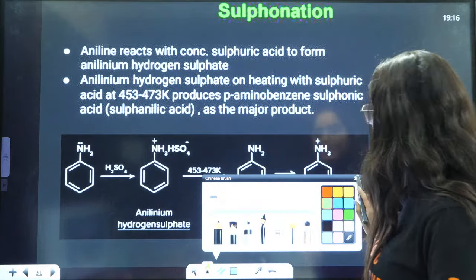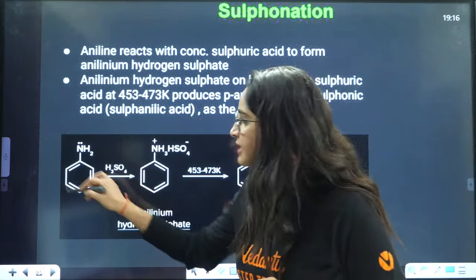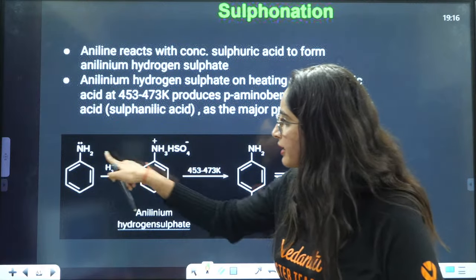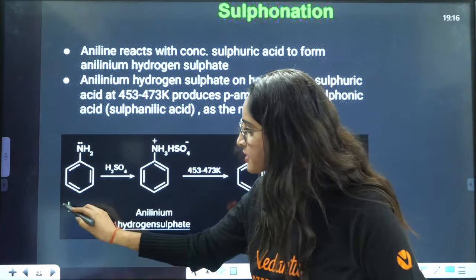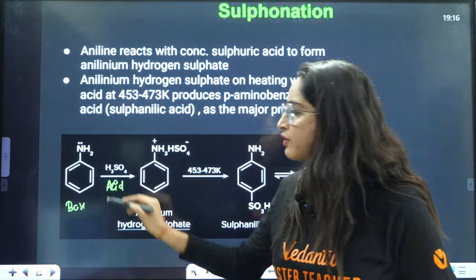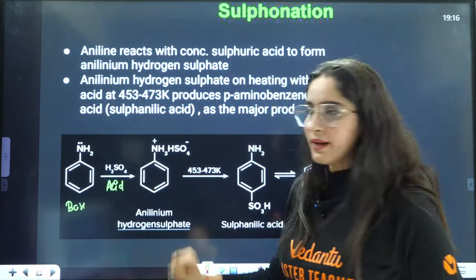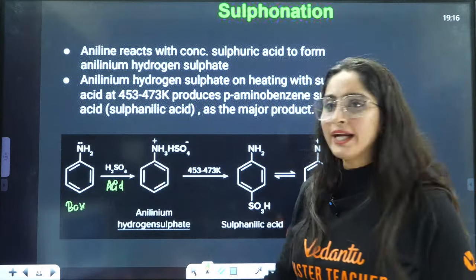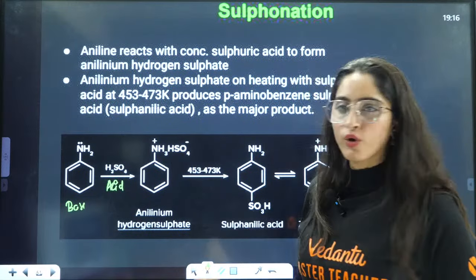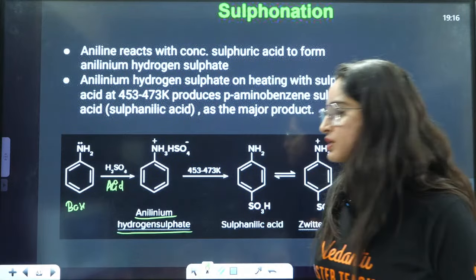Now let us see what is sulfonation. So this is aniline, this is H2SO4, right? So here, this is acting as a base, this is an acid, right? Again, what will happen here? This will accept one proton and it will donate one proton. So it will become NH3 positive, HSO4 negative, right? Now, anilinium hydrogen sulfate is formed.